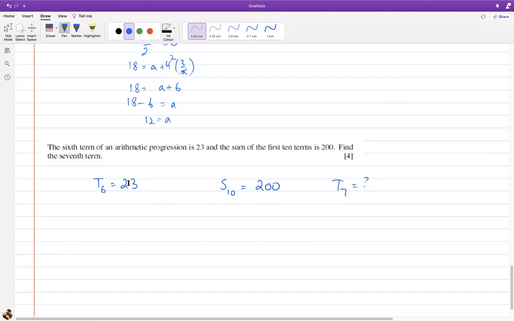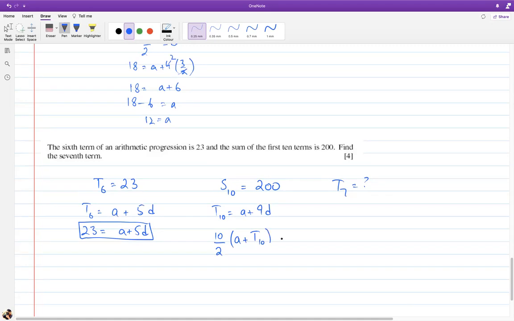If you're talking about just the sixth term, then term number 6 is going to be first term plus 5 times the difference, 5d. So 23 is equal to a plus 5d. That's one equation that I have. First 10 terms, let's see. The 10th term is going to be first term plus 9 times the difference. And my sum of 10 terms is going to be 10/2 times first term plus 10th term. This is equal to 200.